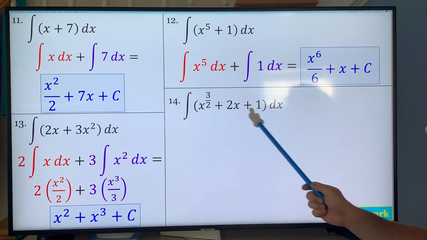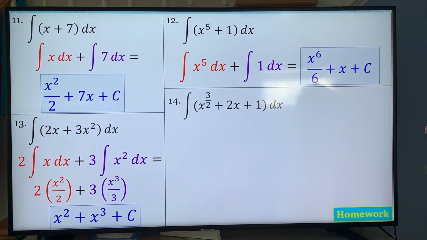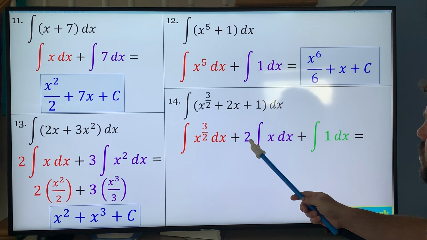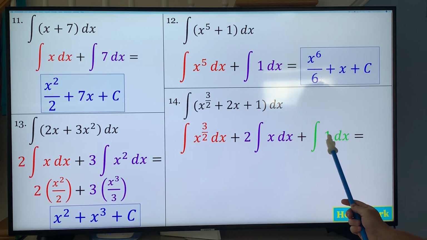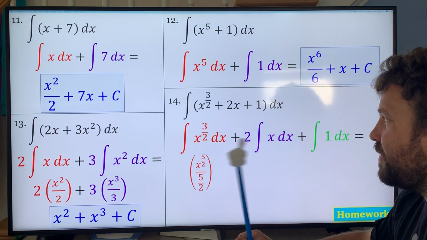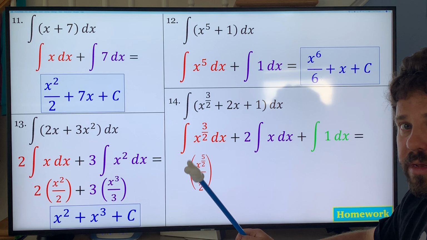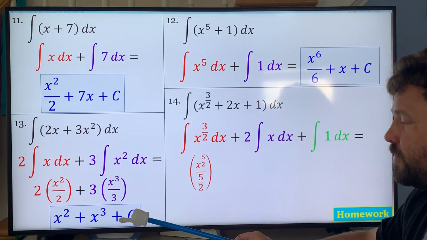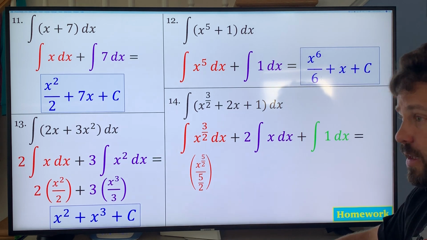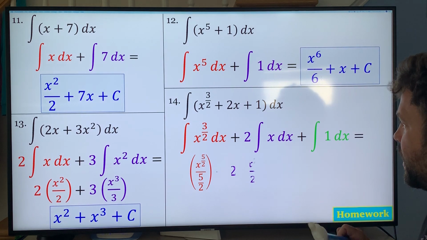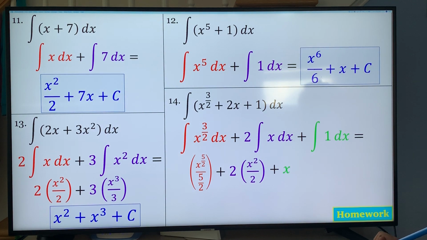Easy. The only one that's difficult is number 14. This would have been your homework. X to the 3 halves plus 2 times x dx plus 1 dx. 3 halves plus 1 is 5 halves. Because 3 over 2 plus 2 over 2, 3 plus 2 is 5, and the 2 stays the same. Now, plus 2 times x squared over 2 plus x plus c.